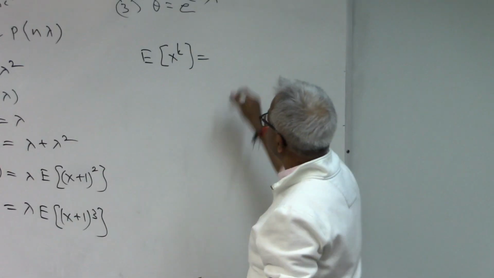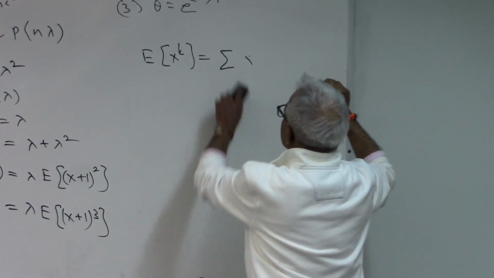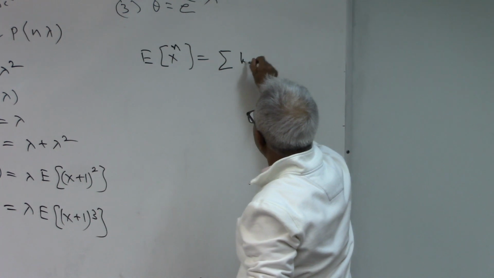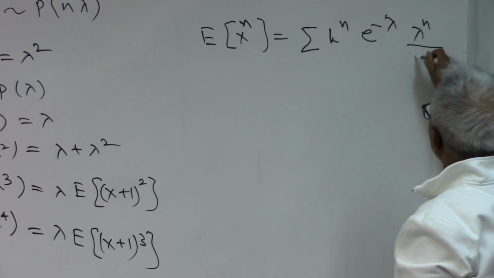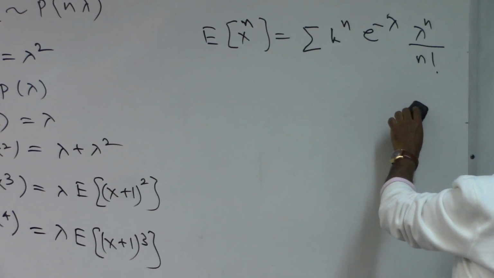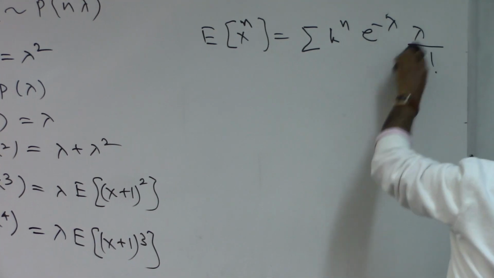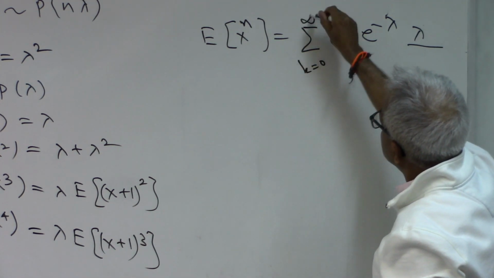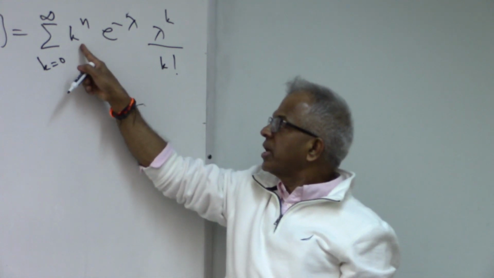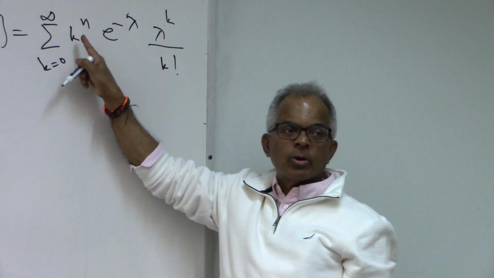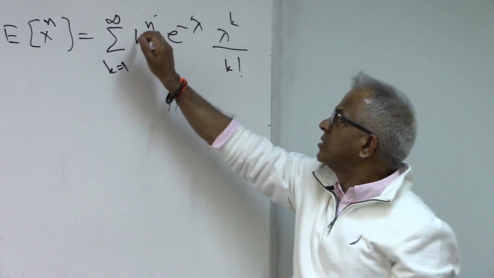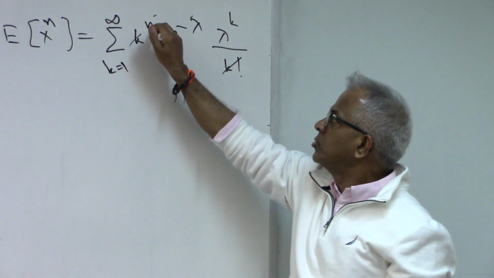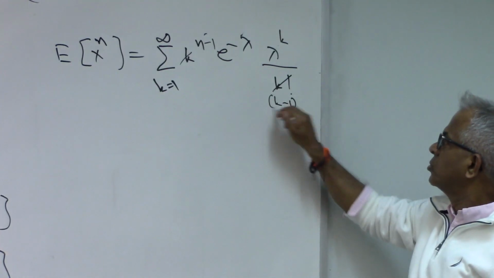Well, this is easy to prove. So this is the summation of k to the power n, e raised to minus lambda, lambda to the power k over k factorial, where k goes from 0 to infinity. Now look at the argument. You have to be careful here. When you substitute k equal to 0, the whole thing vanishes, so you can start the sum from 1 through infinity. Now it is all non-zero, so I can cancel one k here, so this will become k minus 1 factorial.